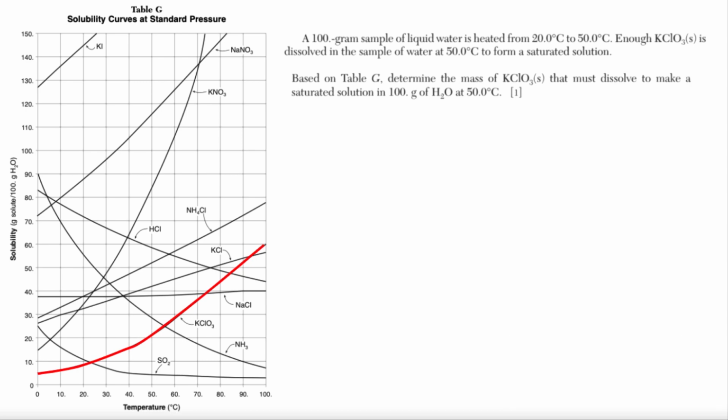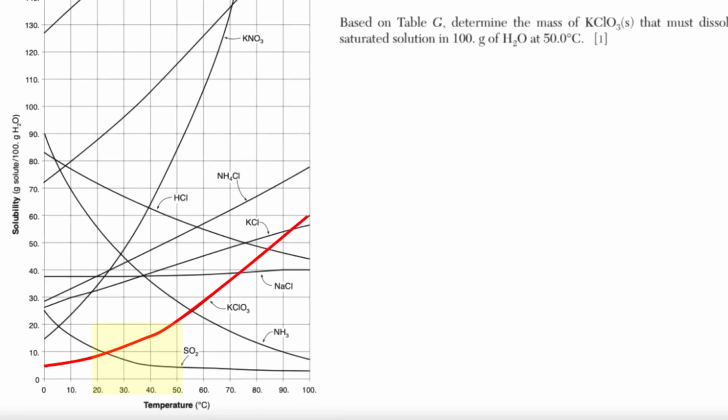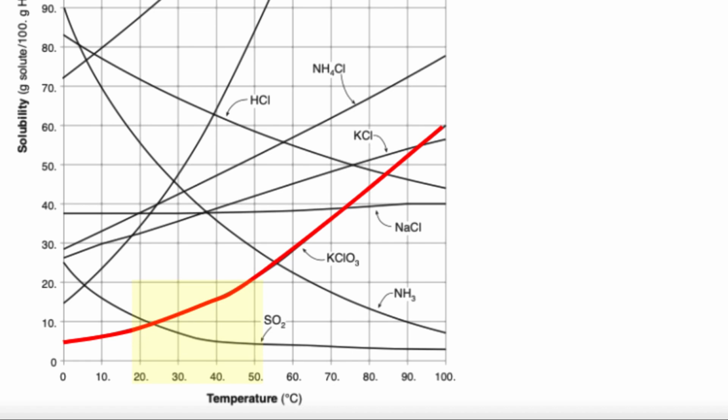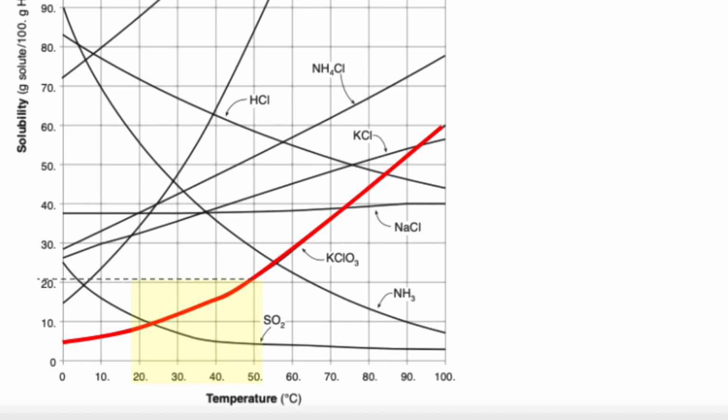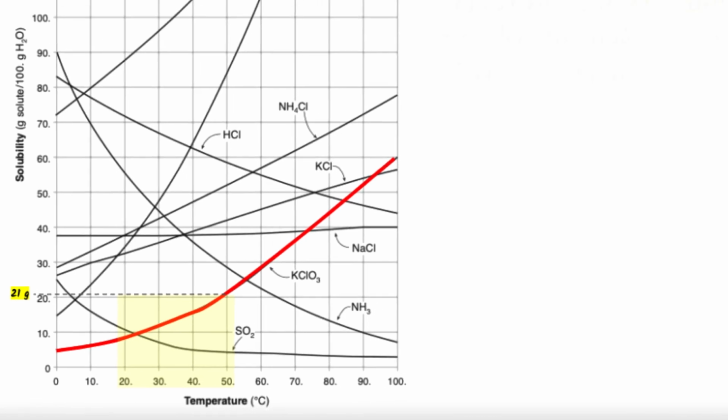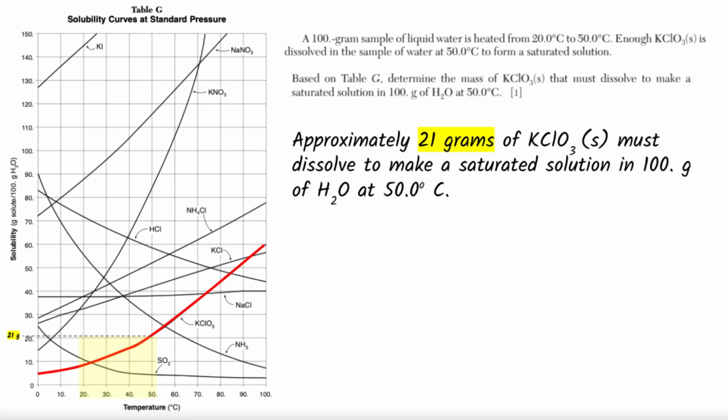So KClO3 is here on the solubility table. I'm looking to see how much KClO3 has to dissolve in order to saturate the solution at 50 degrees Celsius. So according to the solubility curve, that would be 21 grams.